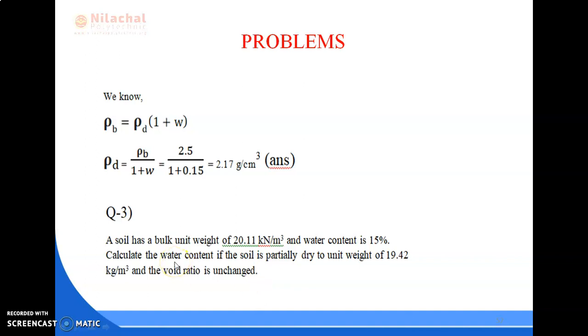A soil has a bulk unit weight of 20.11 kilonewton per meter cube and water content is 15%. Calculate the water content if the soil is partially dried to a unit weight of 19.42 kilonewton per meter cube and the void ratio is unchanged. So this is our question.